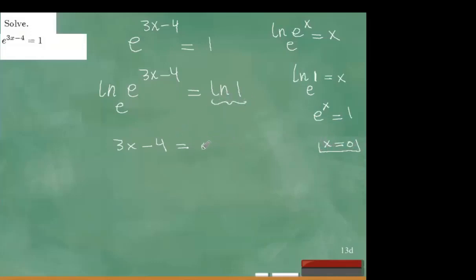You could use your calculator for this part too. So you get 3x is equal to 4.